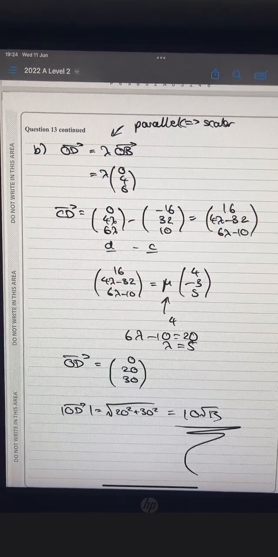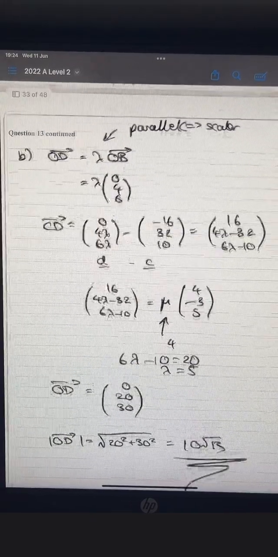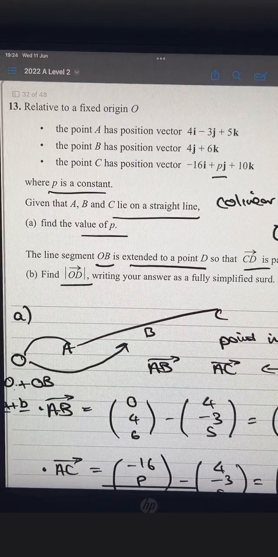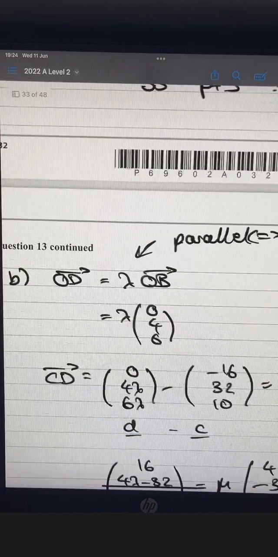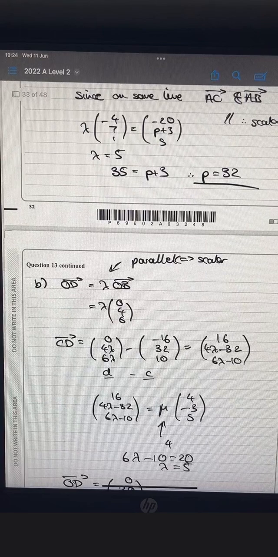How do you know what D is? Okay, so they have told me that D is an extended version of OB, right? So I know that D is going to be parallel to OB. So I've just represented O to D as some lots of OB, right? So then that's my vector OD. And I need to find what OD is, so I need to solve for lambda.